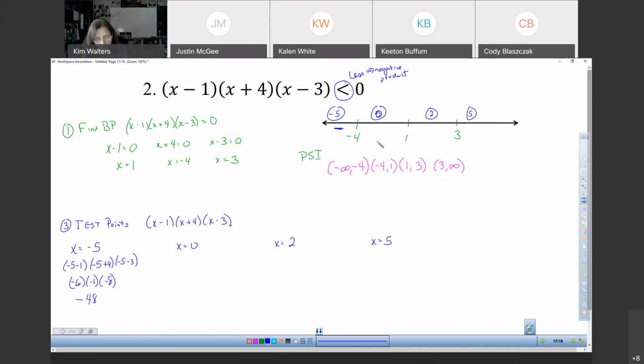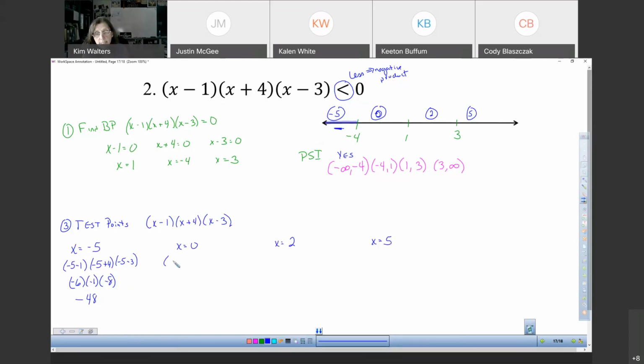And so I'm going to actually go ahead and shade this. And so I know I want this part. I'm going to put a big yes here and say, yes, I want to use this part of my number line. Okay. So now we're going to check 0.